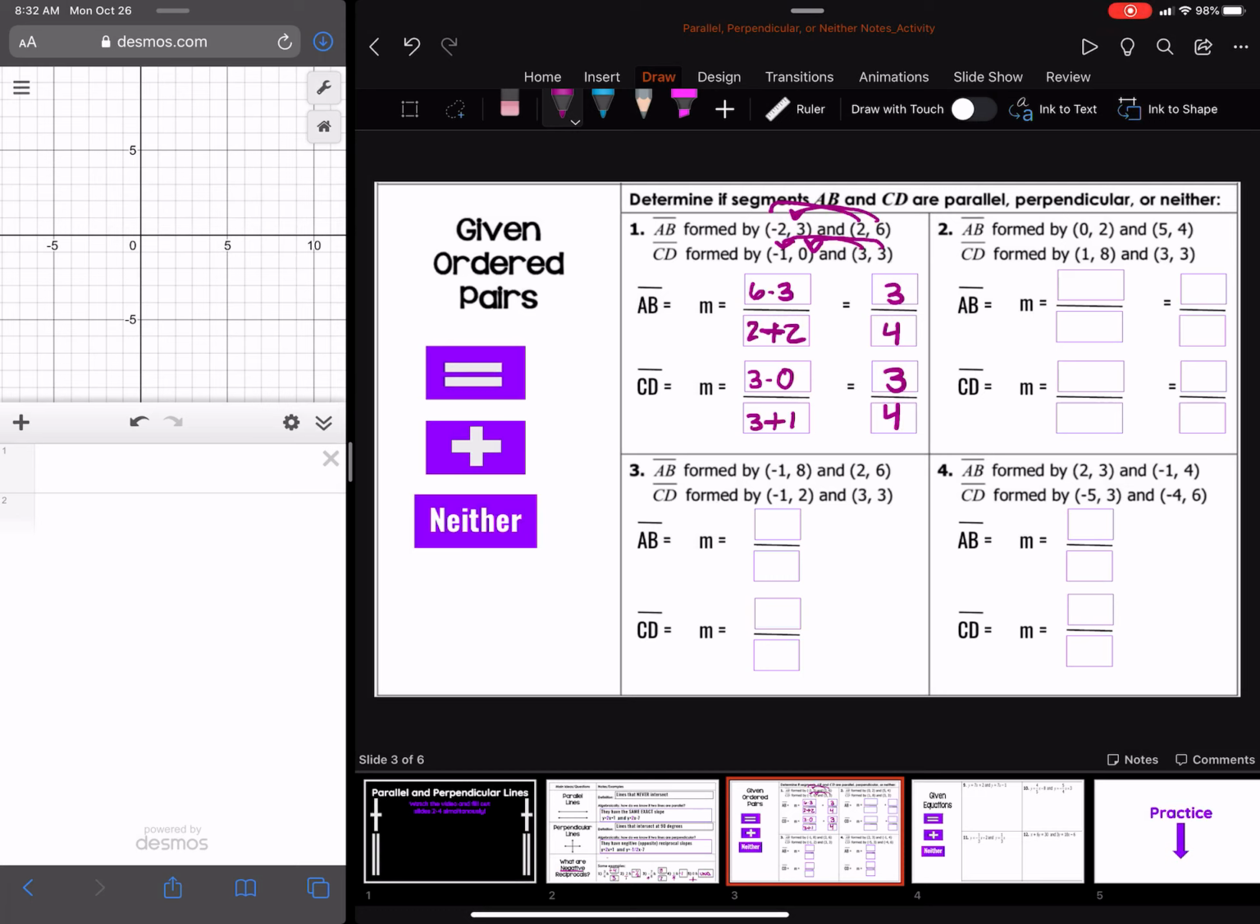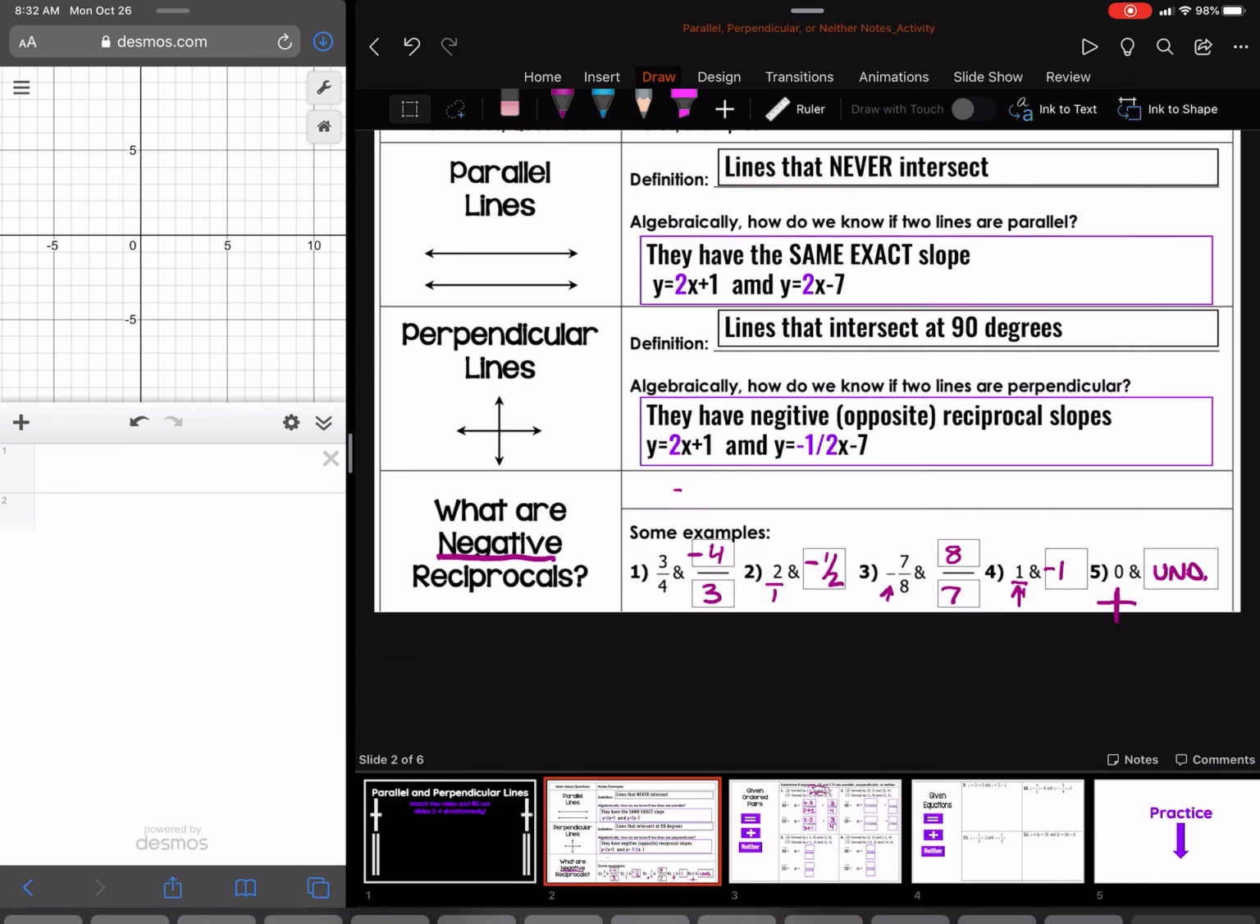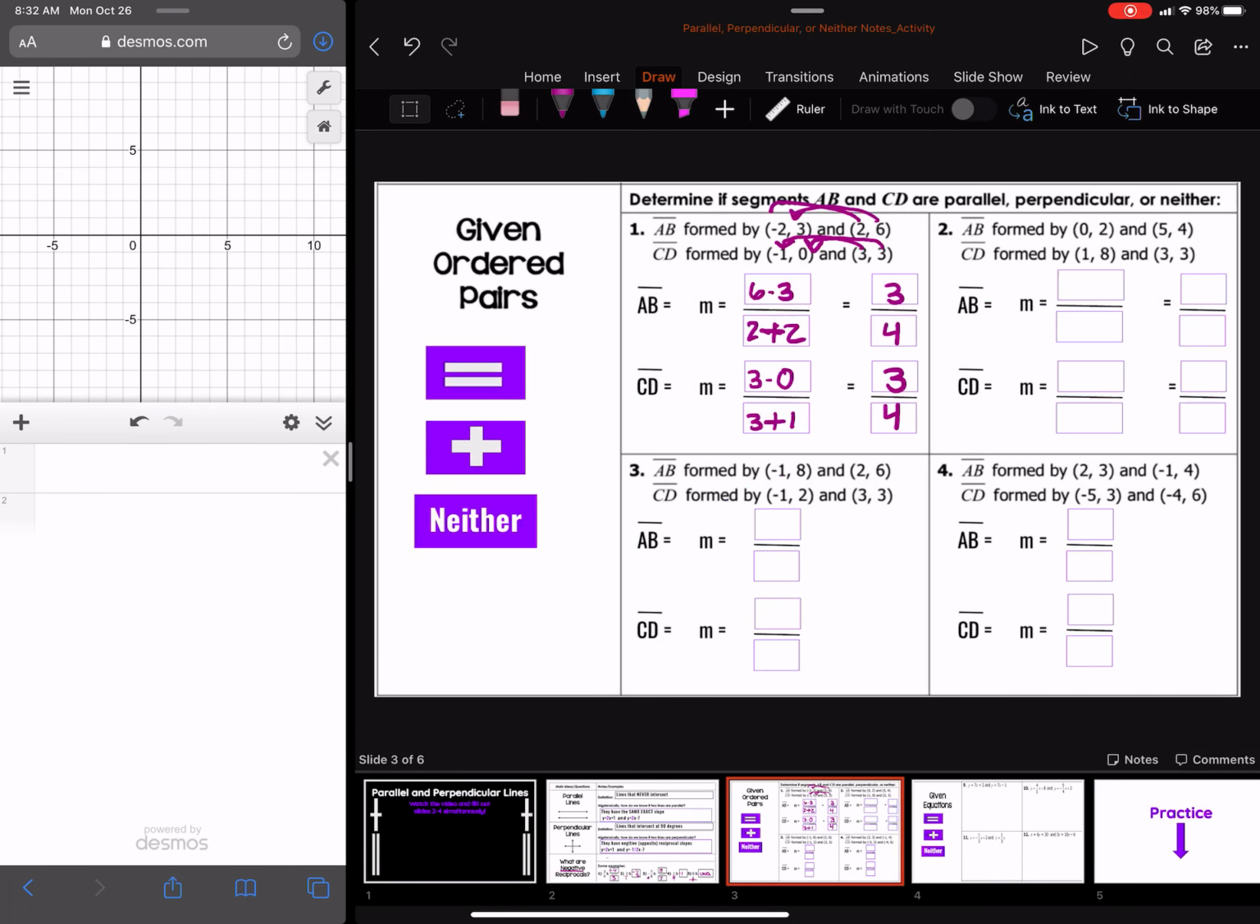So let's look over here. I have a 3/4 and a 3/4. So if I have the same exact slope, what kind of lines am I going to have? Very good. I'm going to have parallel. Remember, those are parallel lines. So you're just going to drag this little piece over. I'm just going to have to do this for right now because it's being silly. But you would just drag your little piece over like that. So it would be a parallel line.